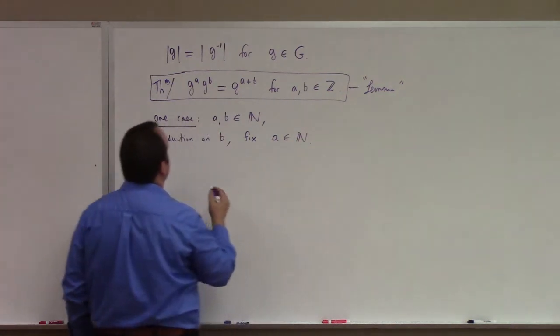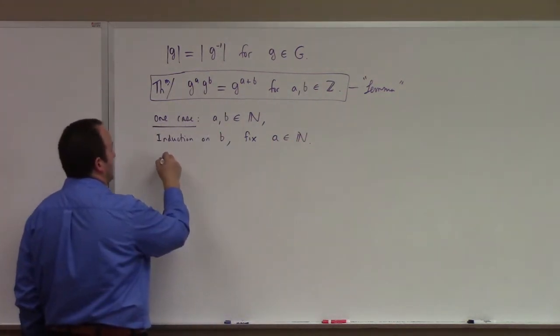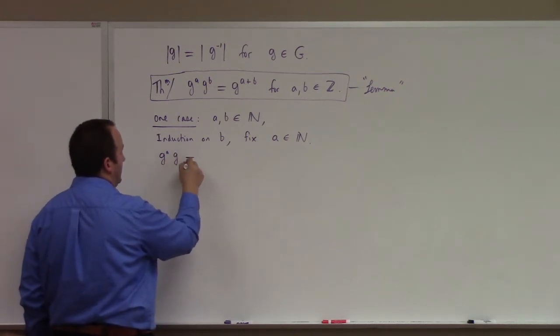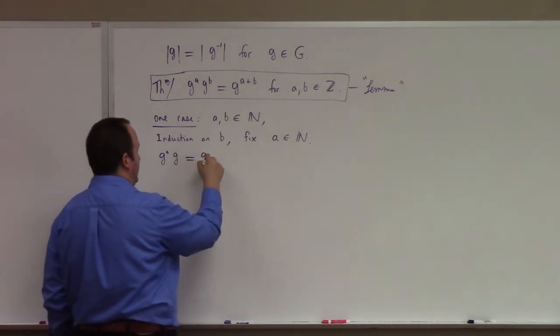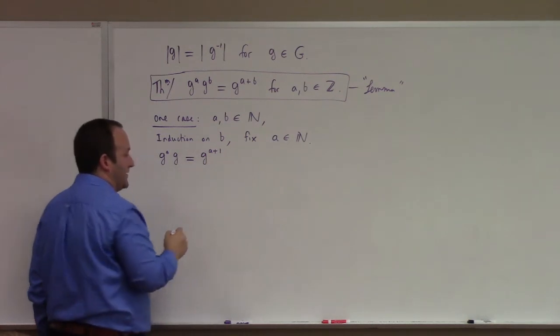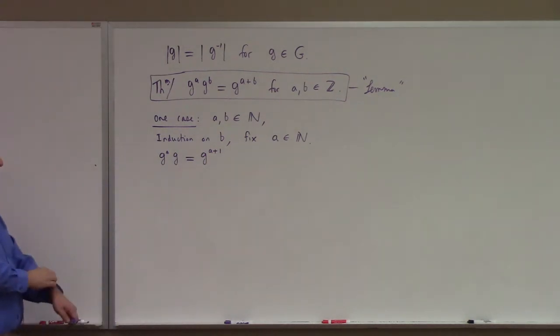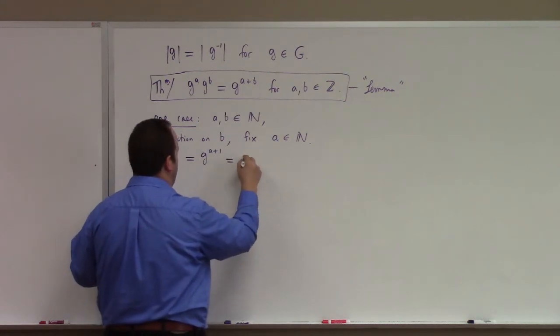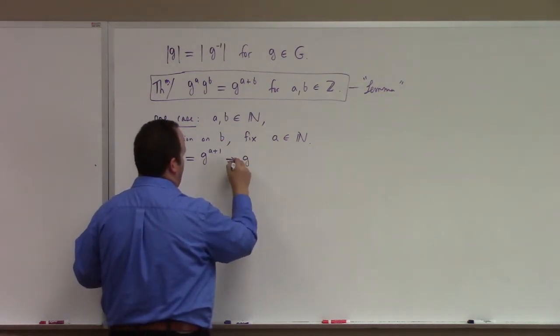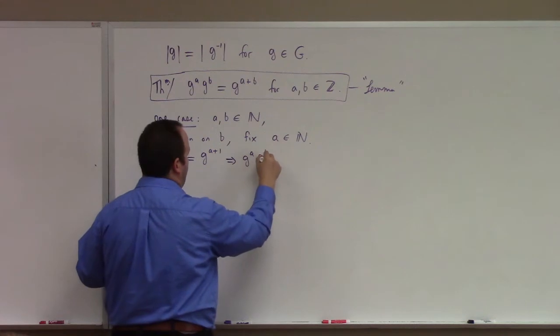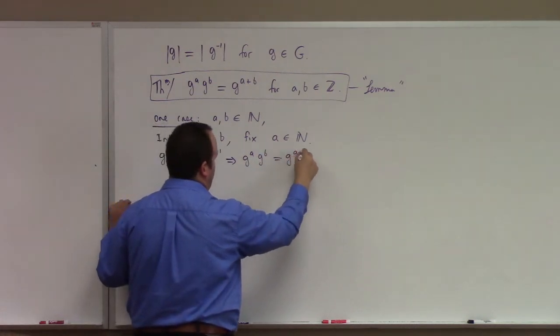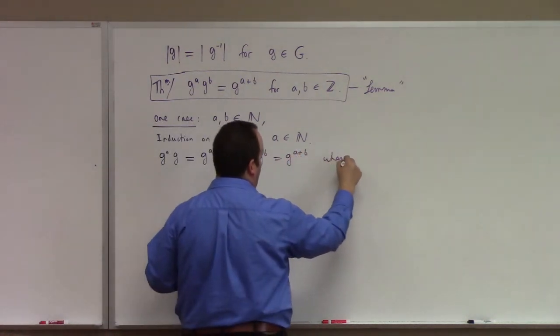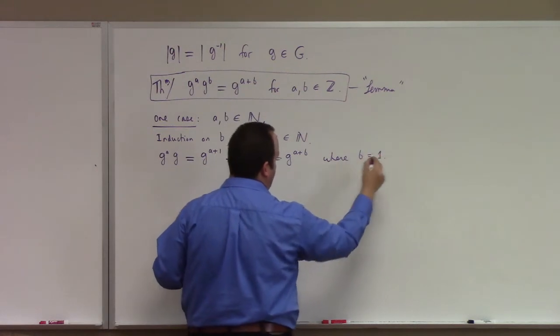So what's that look like? I have g to the a times g. By definition, that's g to the a plus 1. That was our definition of power. And so that implies that g to the a times g to the b is equal to g to the a plus b, where b is equal to 1.